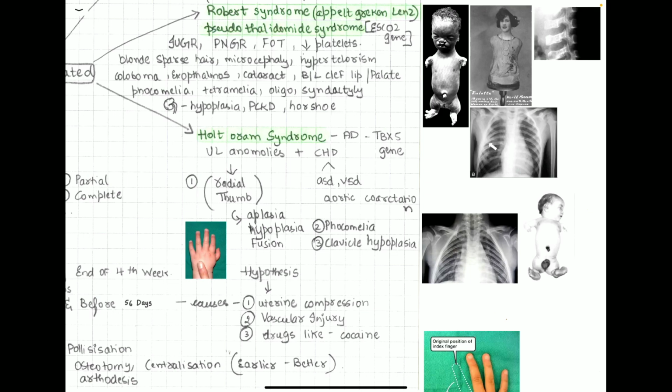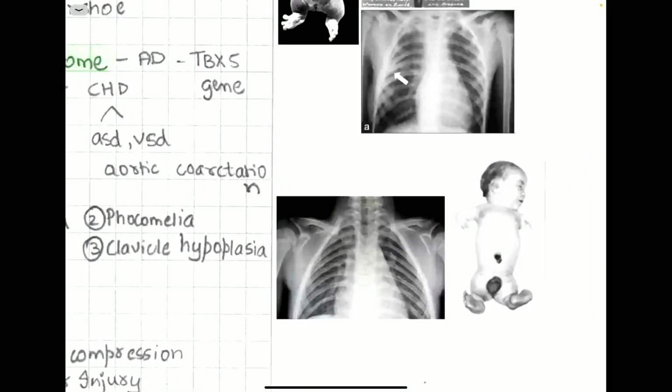Also, Holt-Oram syndrome individuals can have phocomelia and clavicle hypoplasia, which are shown in the image. In the first X-ray image, there is bilateral clavicle hypoplasia. There can also be associated aplasia, where there won't be any clavicle bone, which is called cleidocranial dysostosis. Phocomelia is also called seal-like limbs. It is an important differential diagnosis for thalidomide embryopathy.